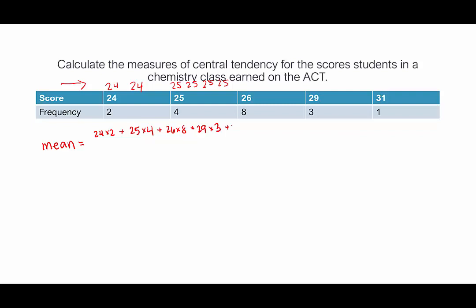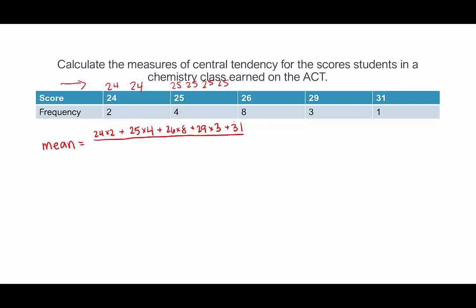And then I can just do 31 since there's only one. If you want to do 31 times 1, that's fine. You see what I did there? Instead of doing each addition separately, I use the fact that multiplication is repeated addition to simplify this a little bit, or at least to make it shorter.